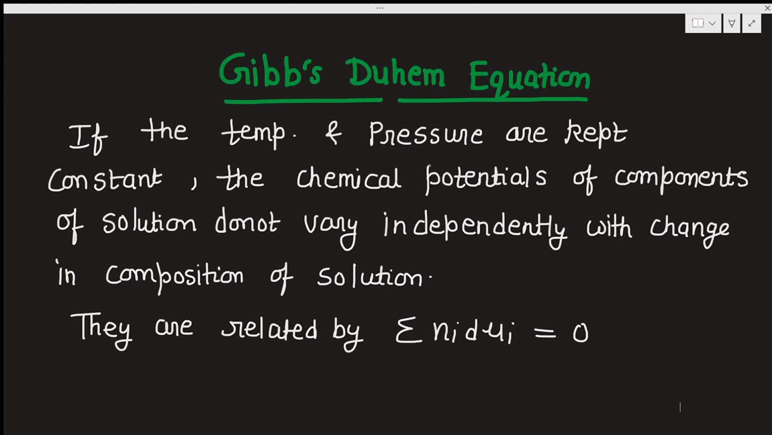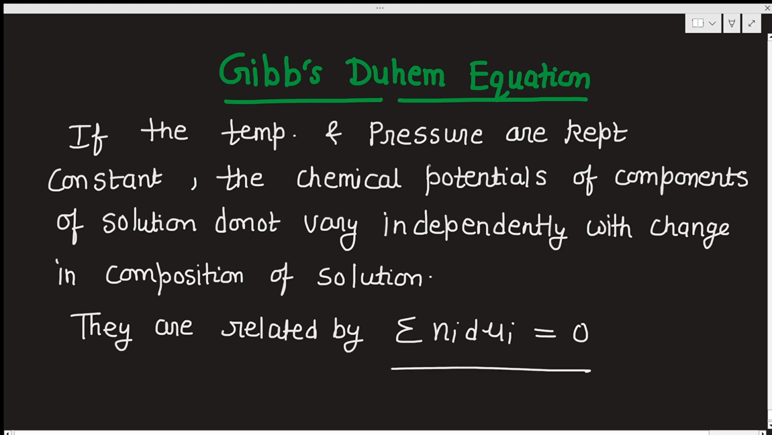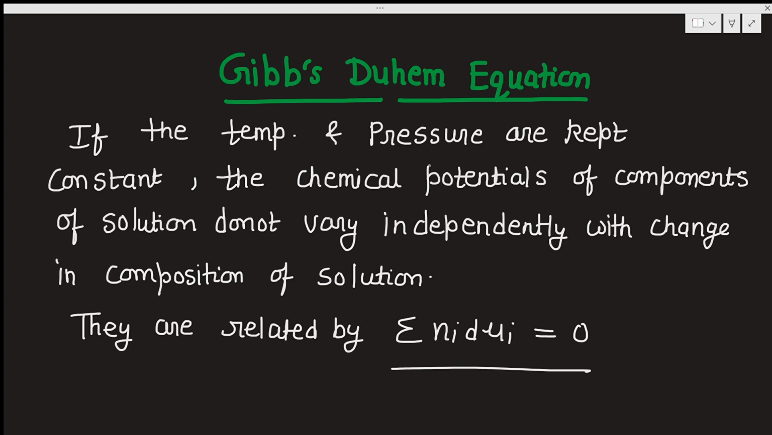Actually, if the chemical potential of one component is increasing, then the chemical potential of the other will decrease in such a manner that summation Ni d mu i is equal to 0. It means this summation Ni d mu i should be equal to 0. Means if one of the chemical potentials is increasing, the other should decrease so that the change in the total chemical potential of the overall system will be equal to 0. This is stated by the Gibbs-Duhem equation. Okay, so this is the whole thing that you see in thermodynamics.